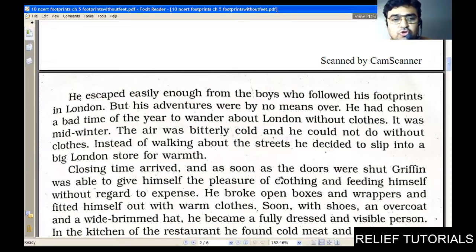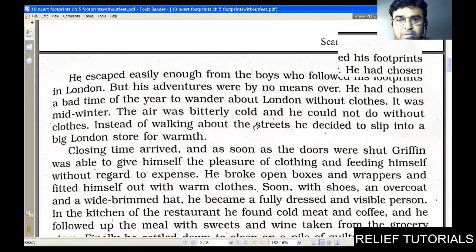He had chosen a bad time of the year. London is too cold, especially in the winter, and it was mid-winter. So without clothes, he was feeling very cold. It was mid-winter, the air was bitterly cold, and he could not do without clothes. So instead of walking about the streets, he decided to slip into a big London store for warmth. If he goes inside a building or a house or any store, he could get some warmth. So he decided to be inside a London store, but it was closing time.